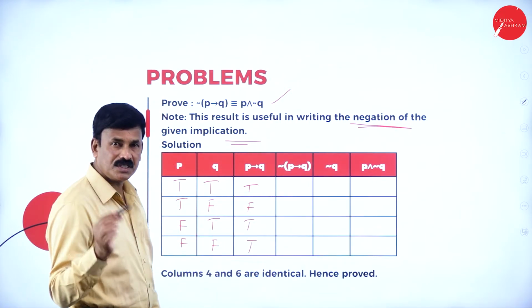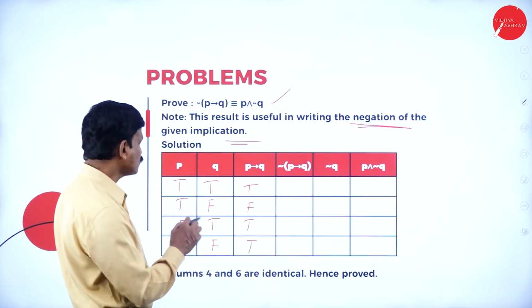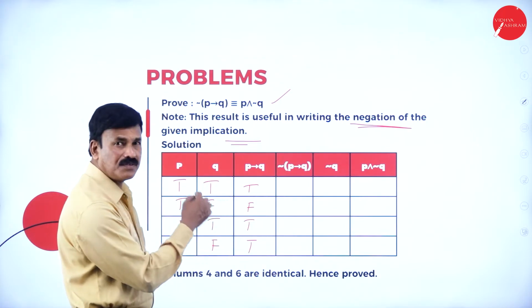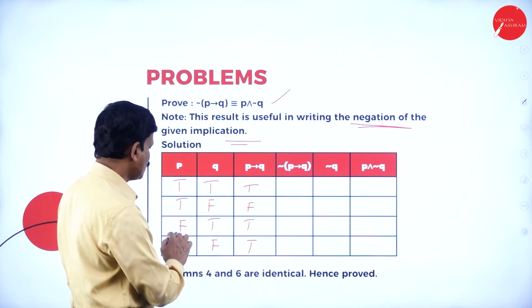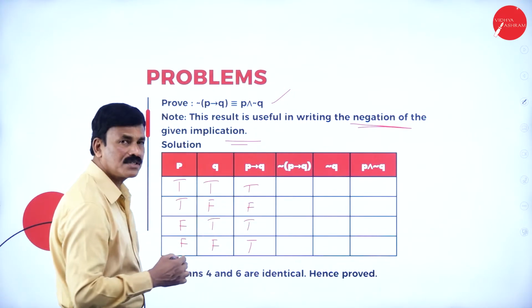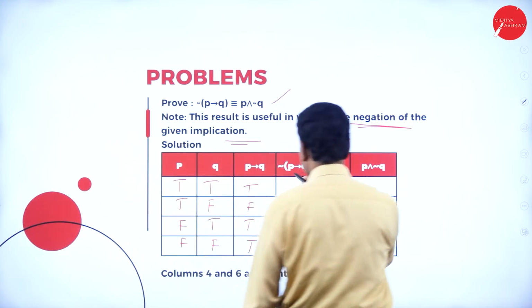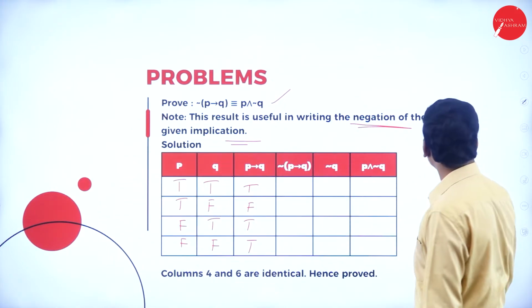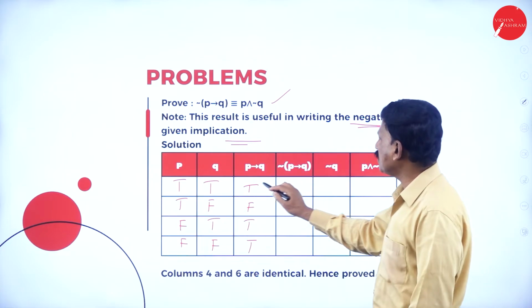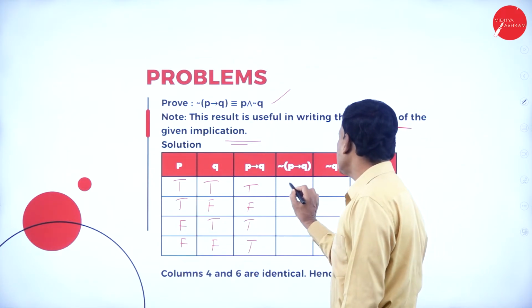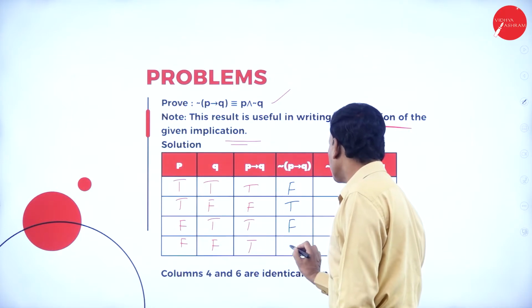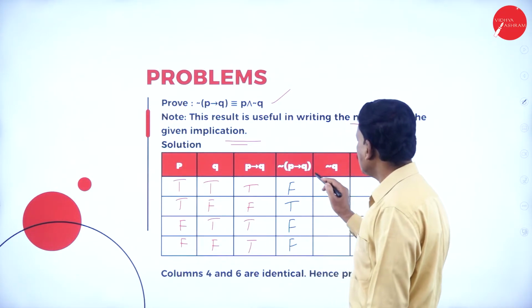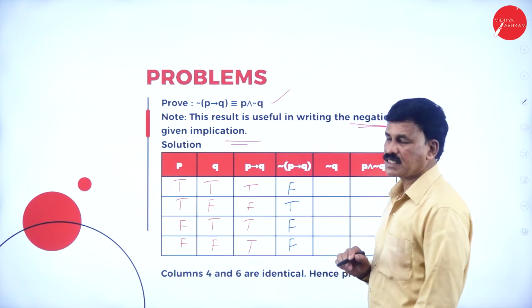So in case of conditional, if T then F is F, and in all other cases it is true. T and T is T, T and F is F, F and T is T, F and F is also T. Now, let us come to the first part of the statement, that is the negation of this. Now, the negation of P conditional to Q: for T it is F, for F it is T, for T it is F, for T it is F. So, F, T, F, F is the conditional.